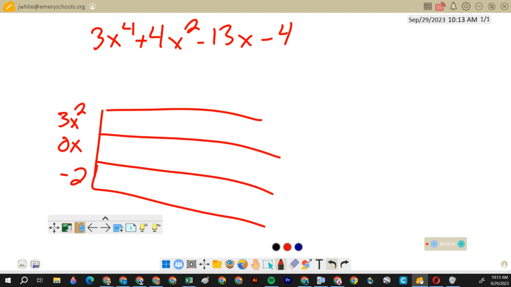Do you have to put a 0x in there? No. However, I'll show you what happens if you don't put that in. Maybe we should do number 7 first. Let's do 7. This one will make a little bit more sense.